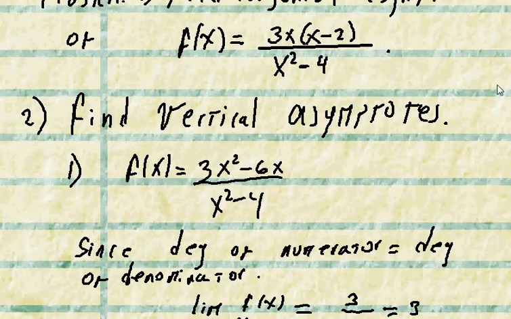By the way, I should mention that if the degree of the numerator had been greater than the degree of the denominator, there would be no horizontal asymptotes. If the degree of the denominator were greater than the degree of the numerator, then the horizontal asymptote would be the line y equals 0. I just wanted to mention that in case you get something like that.